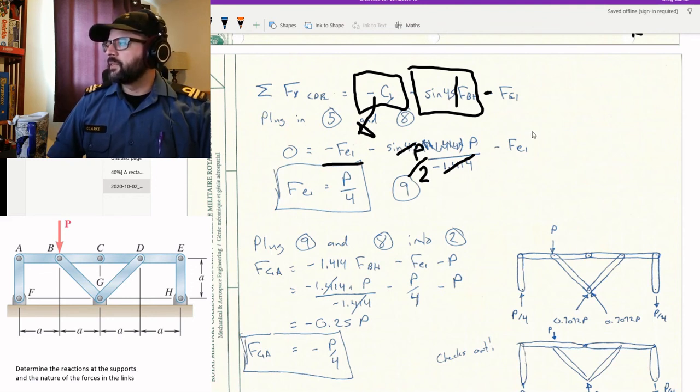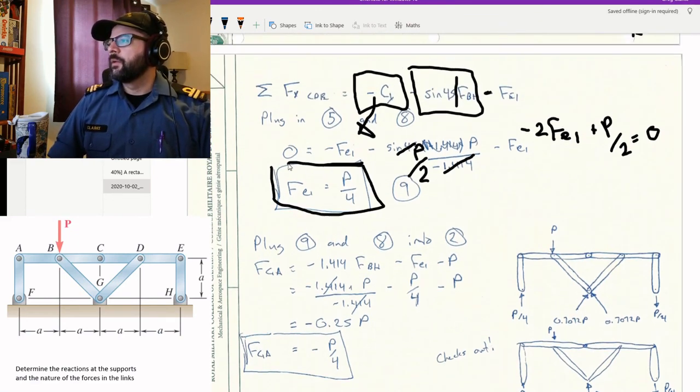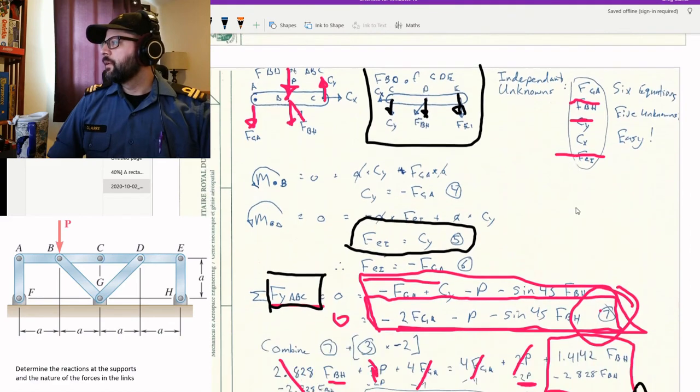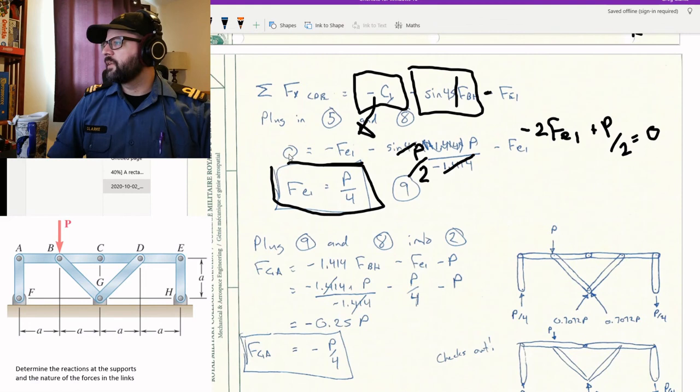So then we get 2 FEI plus P over 2 is equal to 0. Moving the FEI over to the other side and dividing by 2 again gives us FEI is equal to P over 4. So again, we're knocking these off. We got that solved just directly in terms of P over 4.